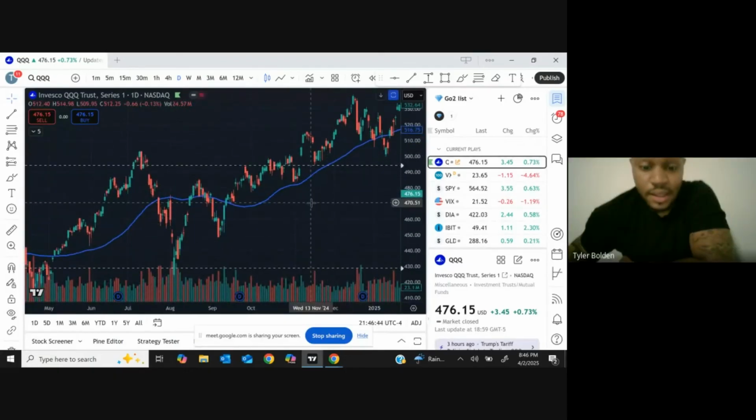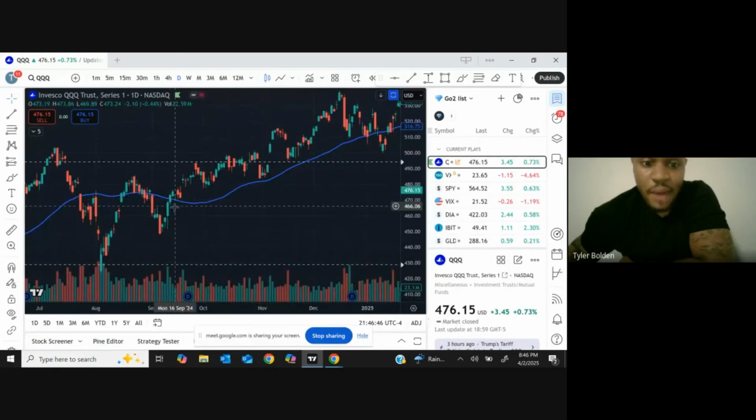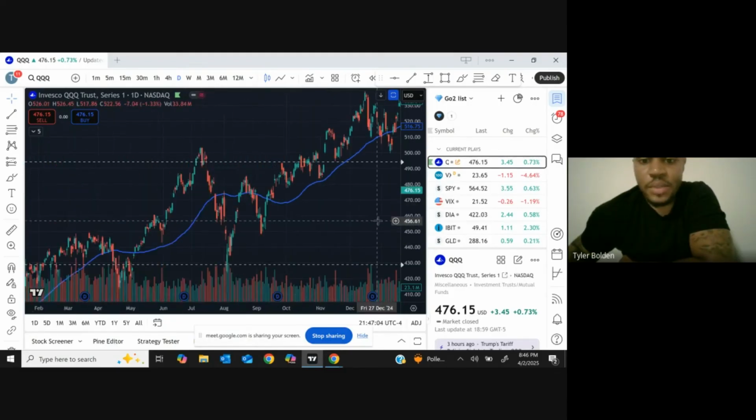Yeah, that's a good question. Honestly, the way I've been playing it, it's been working out well for me. As long as we don't close below this blue line, I'm staying in. This is just one of those strategies. If we go above, as long as we don't close below this blue line, I'm staying in. But you just got to have the patience for it. It's honestly just up to you how you want to play it.